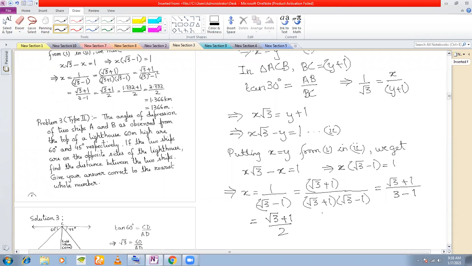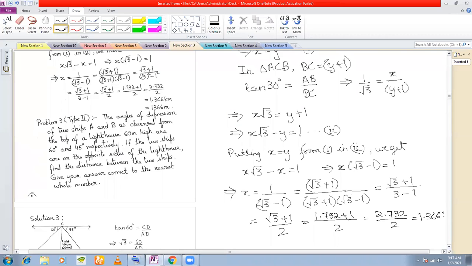Good. Now you know the value of root 3 to be 1.732, because as I told you in class 9 only, root 3 and root 2 you must remember. 1.732 plus 1 divided by 2. So this is 2.732 divided by 2.